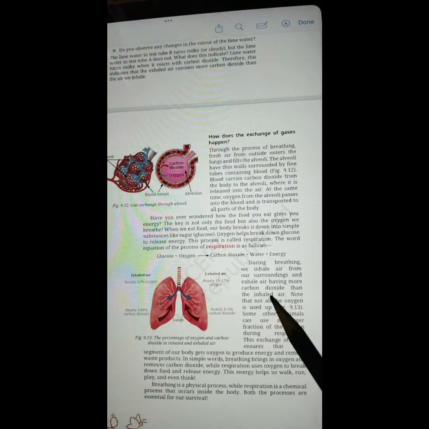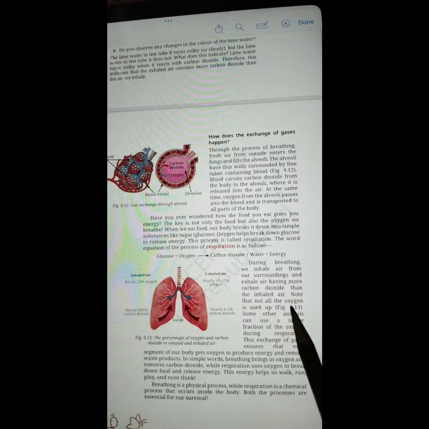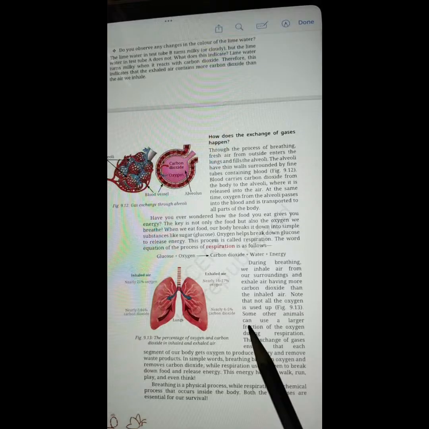During breathing, we inhale air from our surroundings and exhale air having more carbon dioxide than the inhaled air. Note that not all the oxygen is used up. Some other animals can use a larger fraction of the oxygen during the respiration. This exchange of gases ensures that each segment of our body gets oxygen to produce energy and remove waste products.